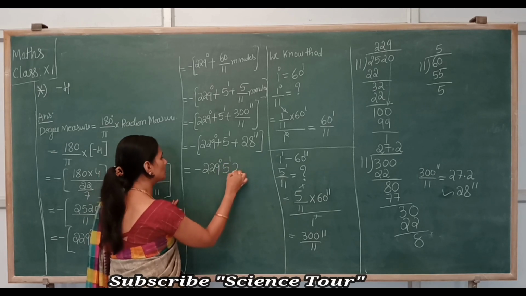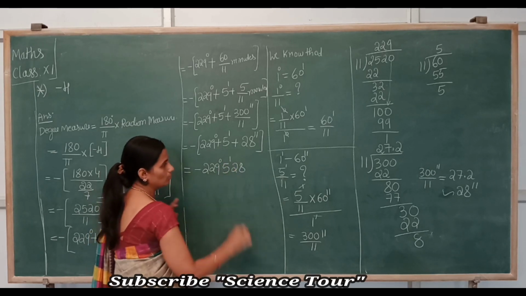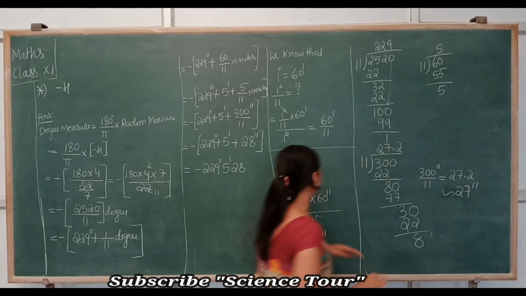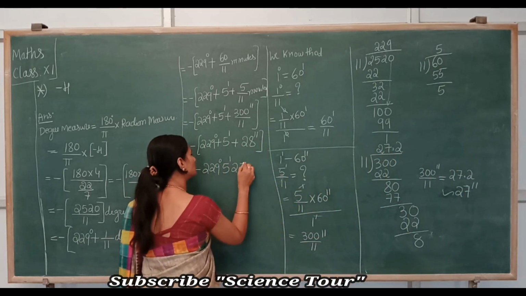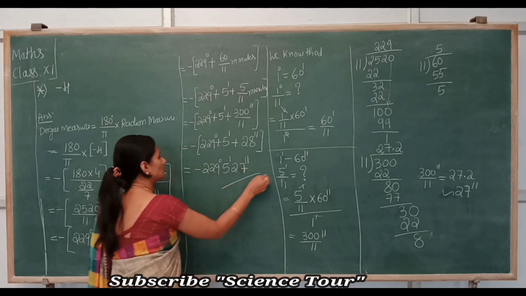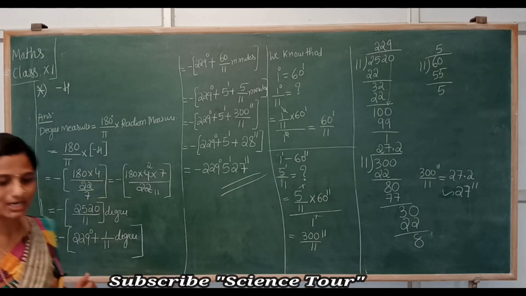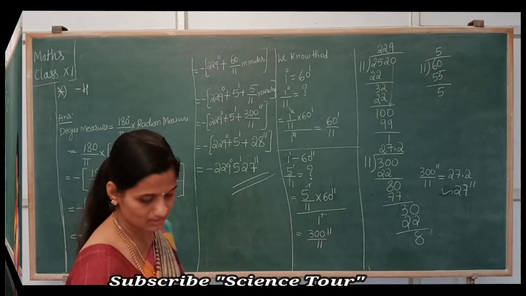5 minutes 27 seconds. 27.2 means it is 27 units. So it is approximation. This is your answer, 229 degree 5 minutes 27 seconds.